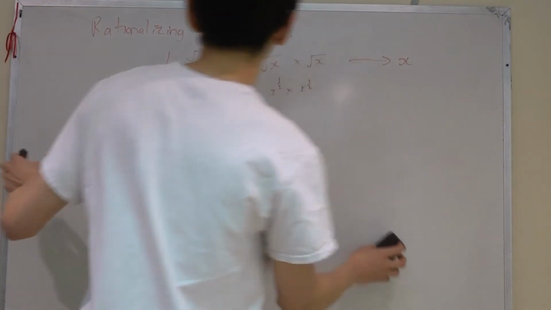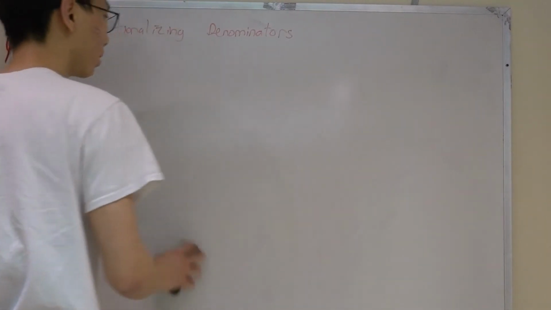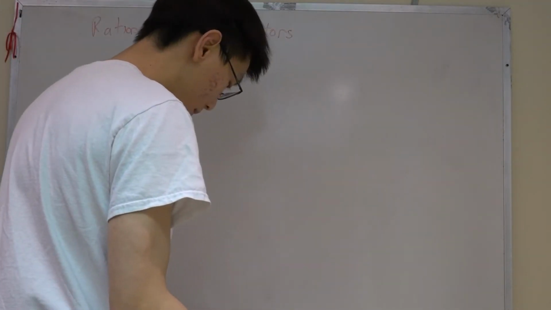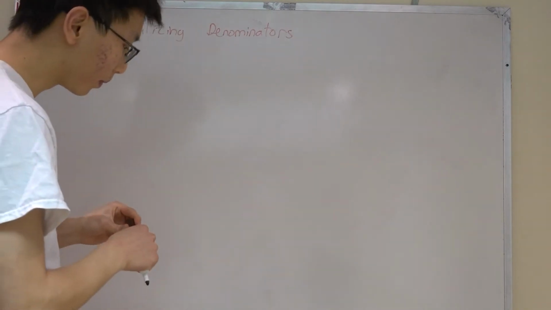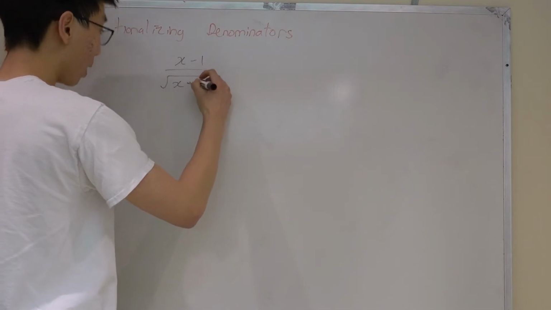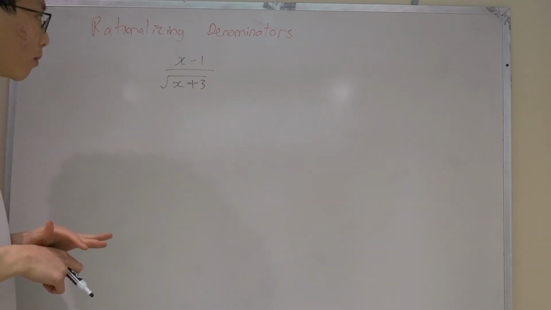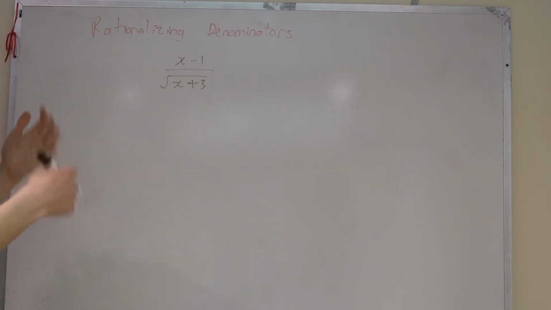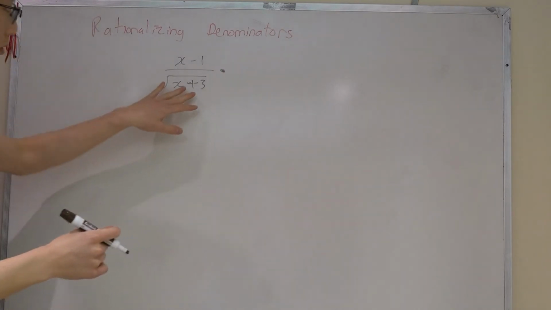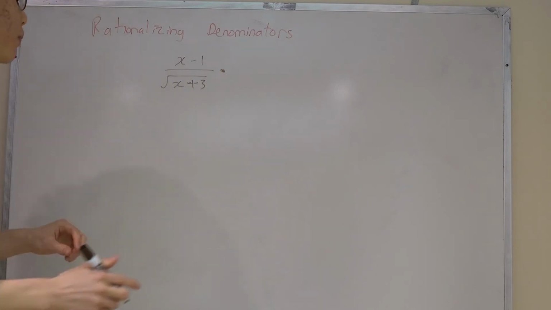So that's the premise of rationalizing the denominator. Let's see it in a more complex setting. Here we have an expression: x minus 1 over the square root of x plus 3. I want to rationalize the denominator. I'm going to apply the same approach: try to get rid of all root signs in the denominator by multiplying by clever forms of 1. So let's do that.